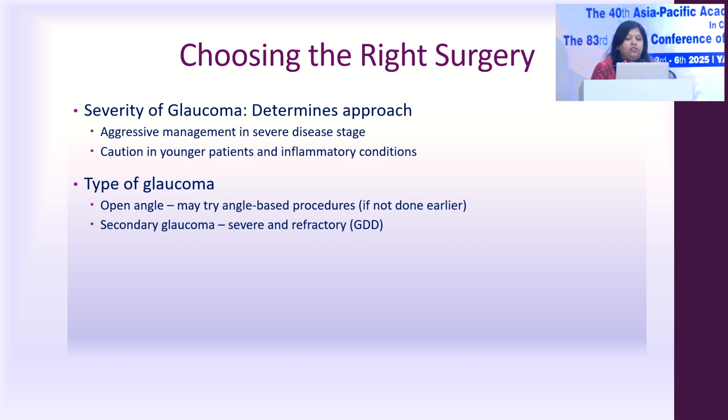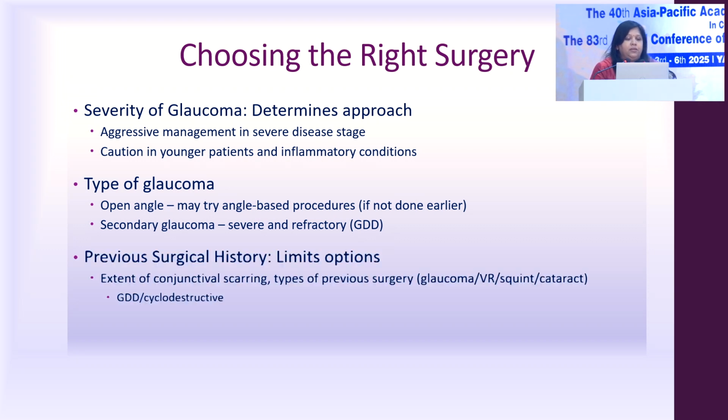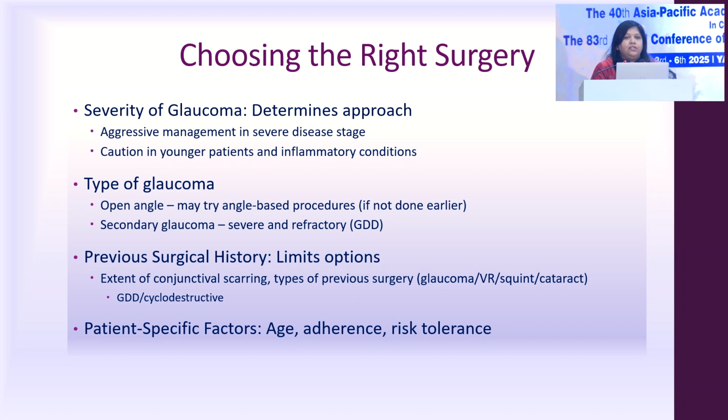Secondary glaucomas tend to be severe and refractory, so GDDs may be better. Previous surgical history often limits options. For example, if there is extensive conjunctival scarring and previous surgeries have gone all around the conjunctiva, then the only options left would be a GDD or a cyclodestructive procedure. And patient-specific factors like age, adherence, and risk tolerance are things we have to discuss with the patient before we counsel them for the next step.